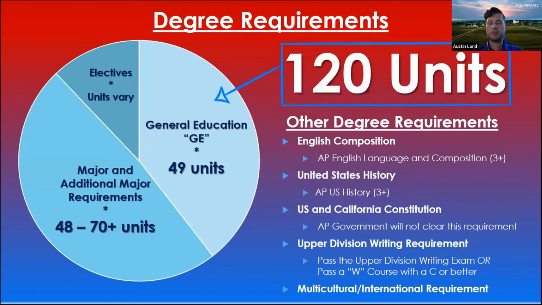Classes are measured by units. Classes are oftentimes 3 units. They can range from 1 to 5, but a unit usually reflects an hour of class time. So a degree is made of 120 units, and these units are broken up into different areas for your classes. For your major and additional major requirements, you're looking at between 48 and 70 units, depending on your major.